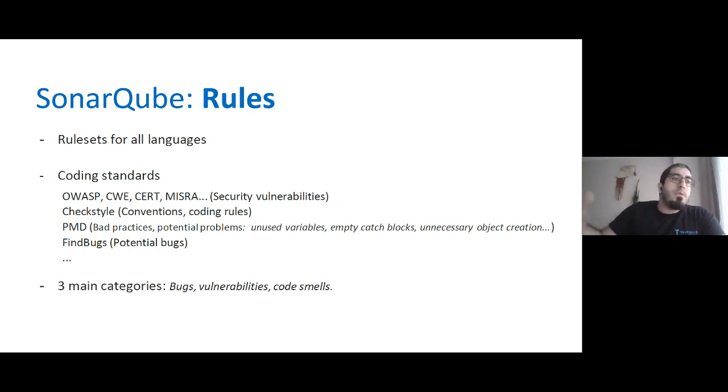Rules are written based on some coding standards and conventions by community and organizations. You see some of the known rule repositories and static analysis tools like OWASP, CVE, Checkstyle, PMD, or Findbugs. The SonarQube ecosystem mostly covers these rule repositories for different languages.